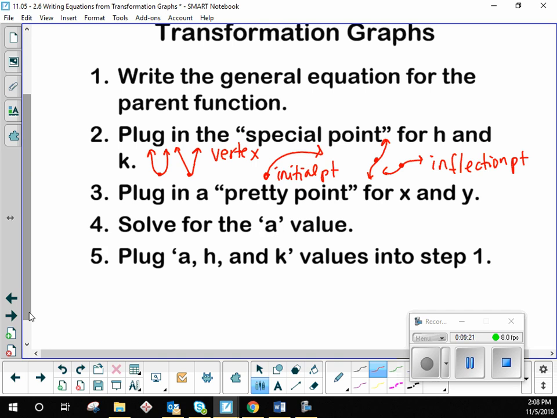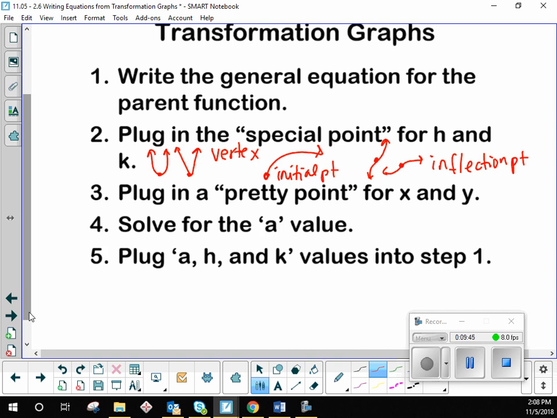And once we plug in this pretty point, that's going to go in for the x and y in the general form. We'll solve for a. Remember, the a is going to represent your stretch or your compression factor. And then step 5, you'll take that a value, the h and the k, and plug them back into step 1. And that final step is your actual equation for the graph.